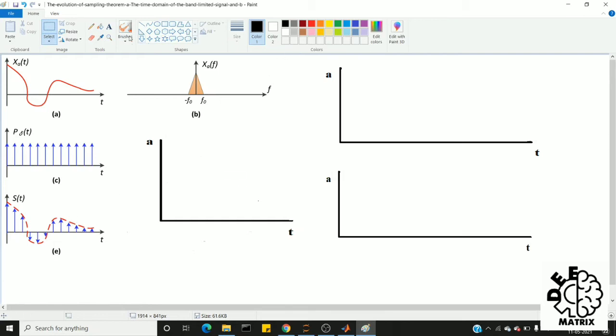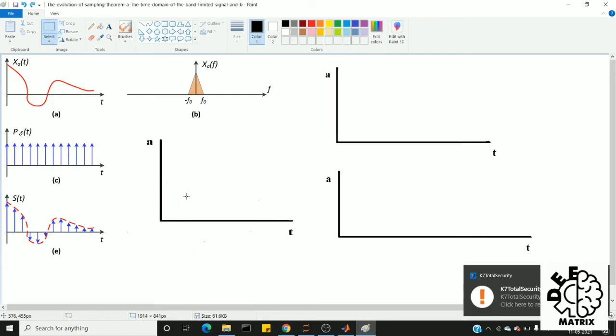So I will also explain it with an example. Sorry, wait one second. Let me choose my brush, orange color.